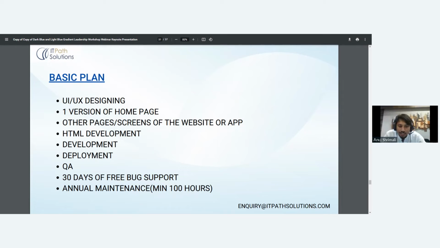After that, we deploy the entire solution to the client server, include the testing part as well, and we provide 30 days of free bug support. That means whenever anything goes wrong within these 30 days, we'll fix those errors for free. And we propose a minimum of 100 hours of annual maintenance for this.